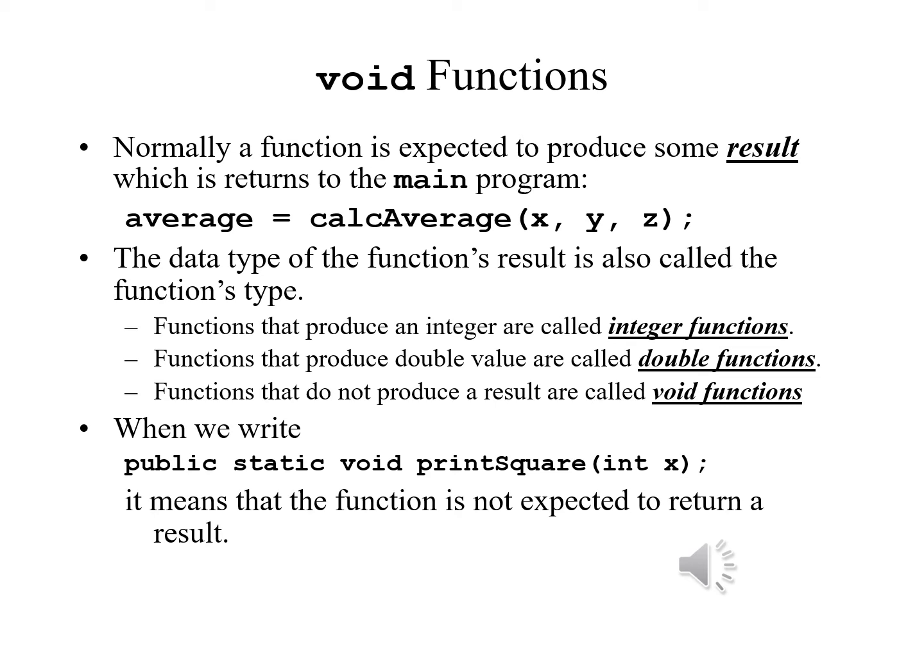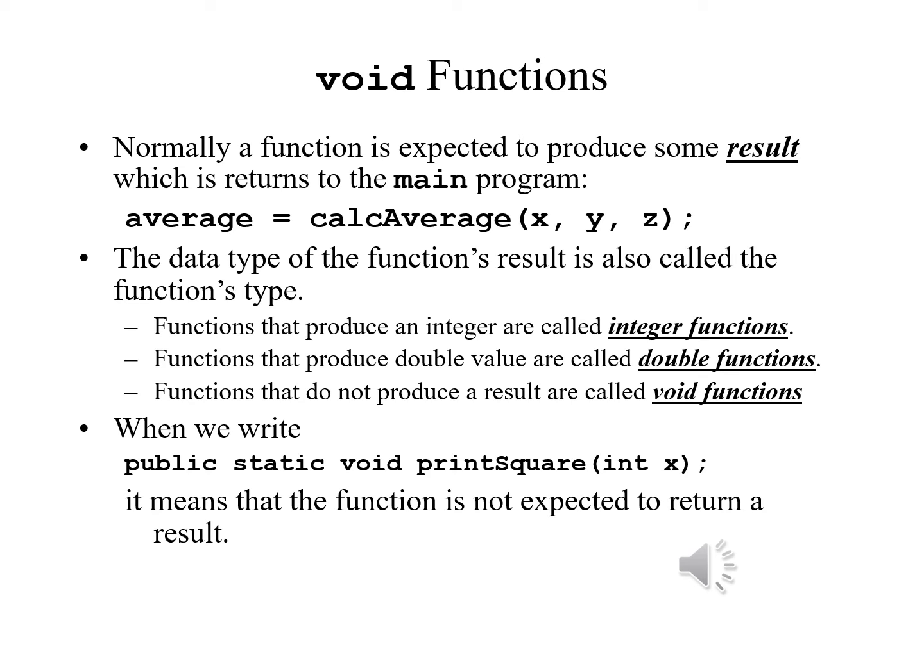When we are talking functions normally, not methods, but specifically functions, the expectation is that it is all about producing some value that is returned to the main method or to some other method, as you can see in the line below. average equals calcAverage(x, y, z).